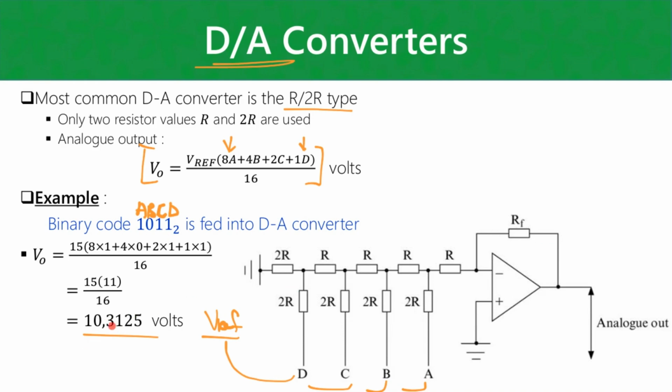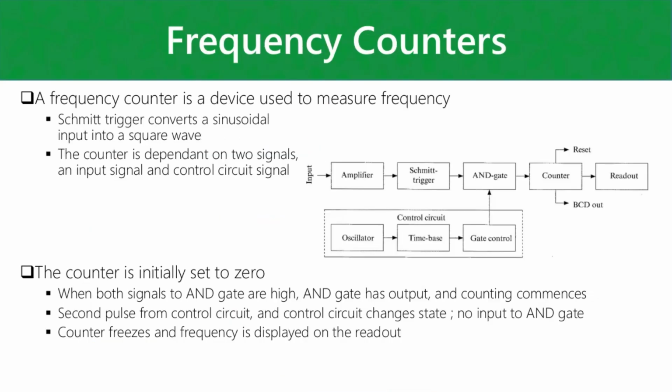All right, so that voltage is going to represent 1011 in binary, or 11. This basically depends on what your reference voltage is. If your reference voltage was 16 volts, you would have gotten 11 volts read out as your analog value.